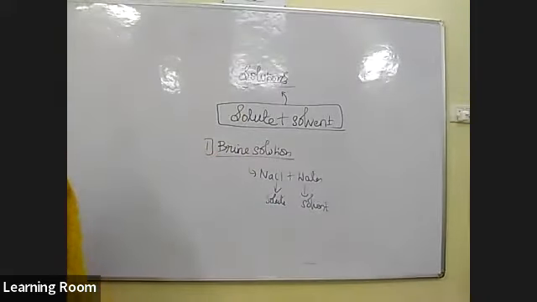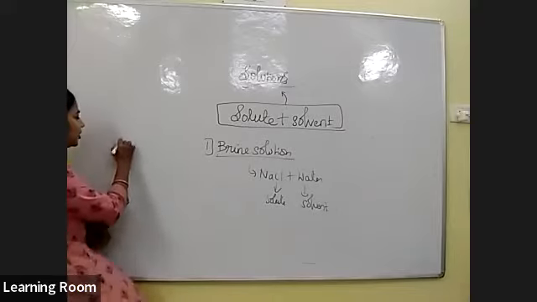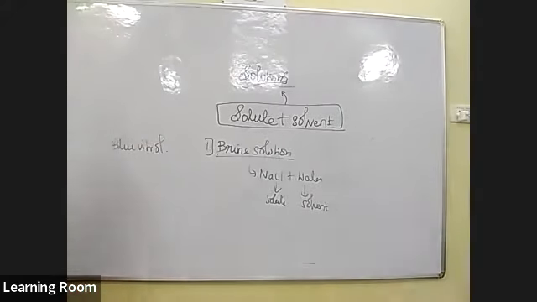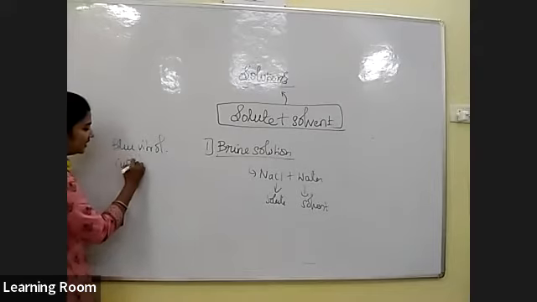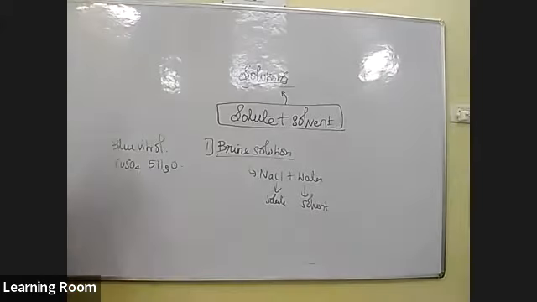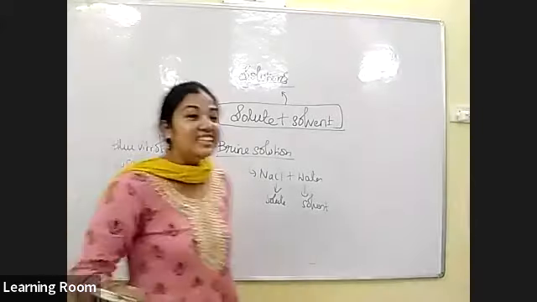Second one, aqueous copper sulfate solution. Copper sulfate is your solute. Aqueous means water; that is your solvent. Third one, blue vitriol. What is the form of blue vitriol? Copper sulfate dot 5H2O.